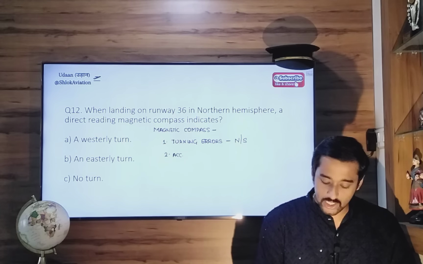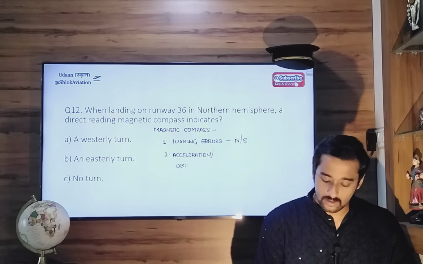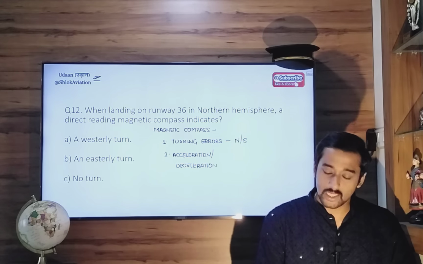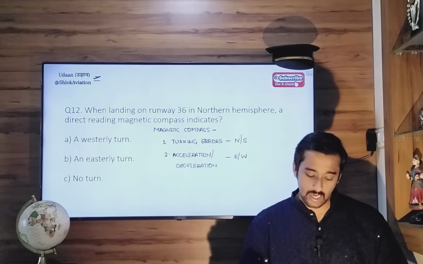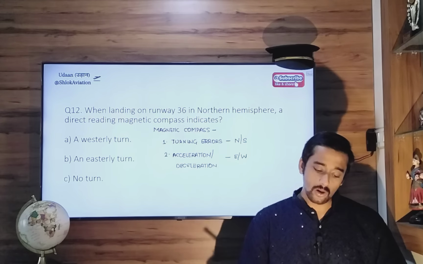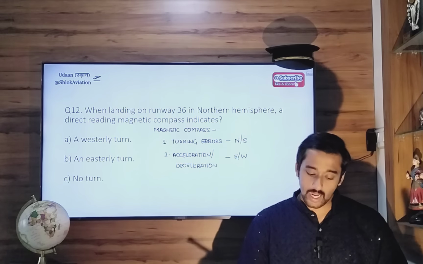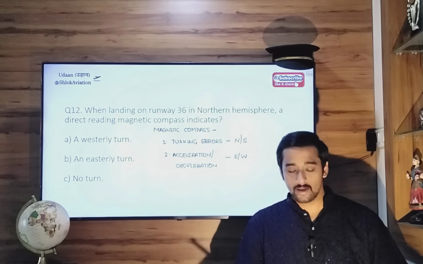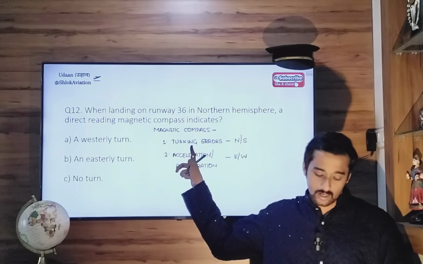Second is acceleration and deceleration error, which happens at easterly and westerly headings. Now you are landing on a runway which is oriented 360 and in the northern hemisphere. So a compass will indicate what kind of error? It will indicate turning errors. On north and south headings, you get turning errors.